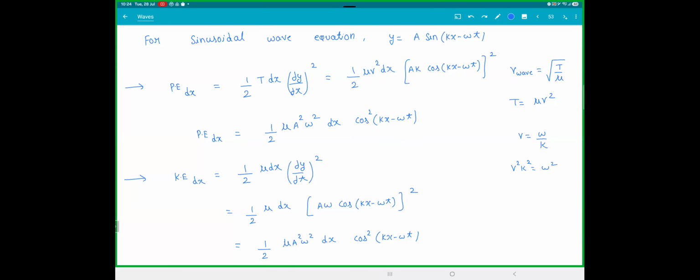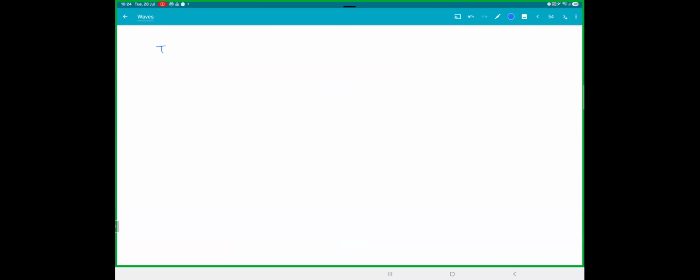Clear with this? Now, if you want to find the total energy of a segment, we add them. The total energy for a small dx will be potential energy and kinetic energy. We just add it up. So the total energy for this small segment dx will be double this. So we'll get mu a square omega square v wave dx cos square (kx minus omega t). This is the energy of any segment, which is not constant; it is changing with time.